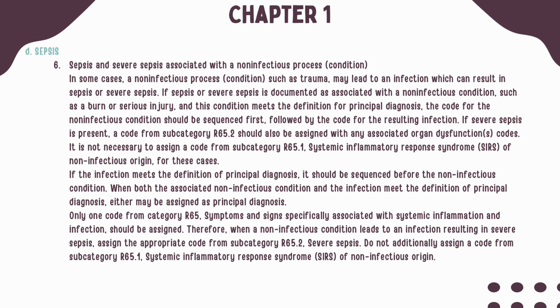When the non-infectious condition and the infection both meet the definition of principal diagnosis, either condition can be sequenced first. It is important to understand that only a single code from category R65 can be assigned to an encounter. You should never assign a code from subcategory R65.2 together with a code from subcategory R65.1. It should be one or the other, but never both.